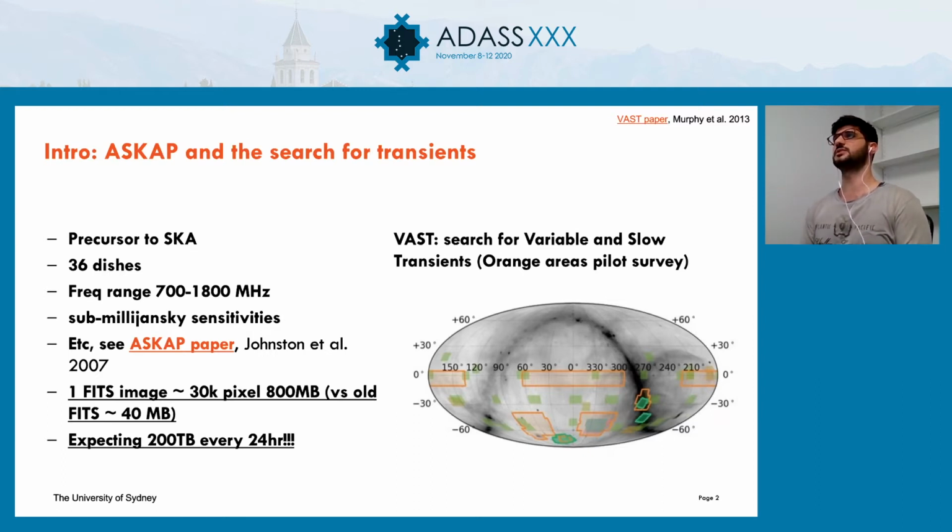Regarding VAST, it is the search for variable and slow transients. And as you can see in the map, the orange areas are just the pilot survey. And we were able to process it, and I'll give you a little bit of detail later on.